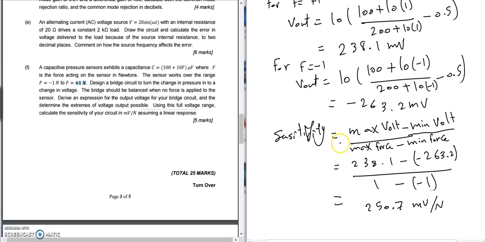Okay. So for the last part, sensitivity. Sensitivity has a unit of millivolt over N, which is force. The way you calculate it is simple: maximum voltage minus minimum voltage over maximum force minus minimum force. So 238.1 minus (-263.2) over 1 minus (-1). This is the answer, 250.7 millivolts per Newton.